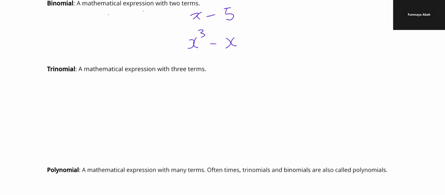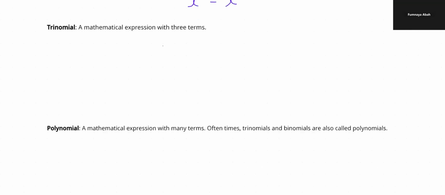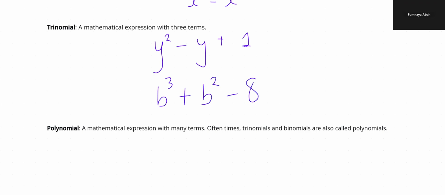So something like, let me use a different letter, let's say y squared minus y plus 1. This is an example of a trinomial because there are three terms. We have y squared, we have y, and 1, three terms in total. So this is a trinomial. And something like, let's say b cubed plus b squared minus 8. This is also a trinomial because there are three terms in this expression.